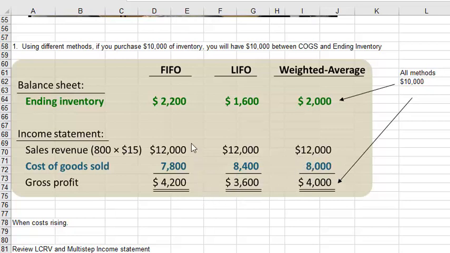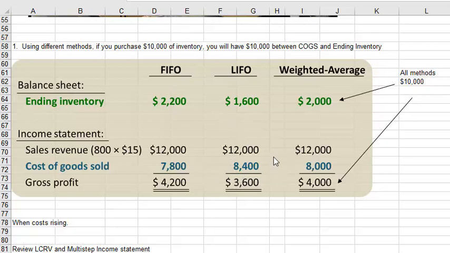So what we're seeing here is that if management chooses LIFO, FIFO, or weighted average, they have control over if their ending inventory is going to be higher or lower, and their cost of goods sold is going to be higher or lower. Now, you have to use the same method. You can't switch between showing your inventory in one method and showing your cost of goods sold in another method.